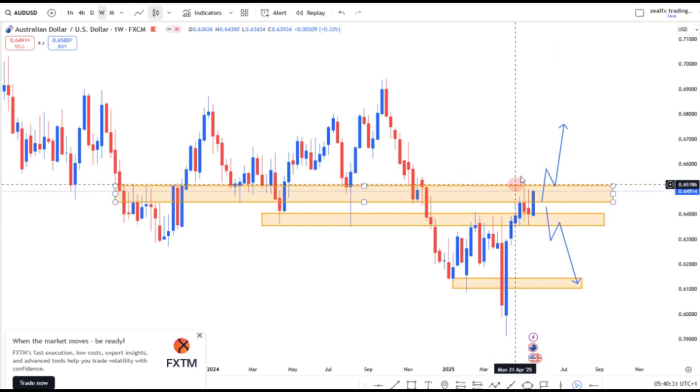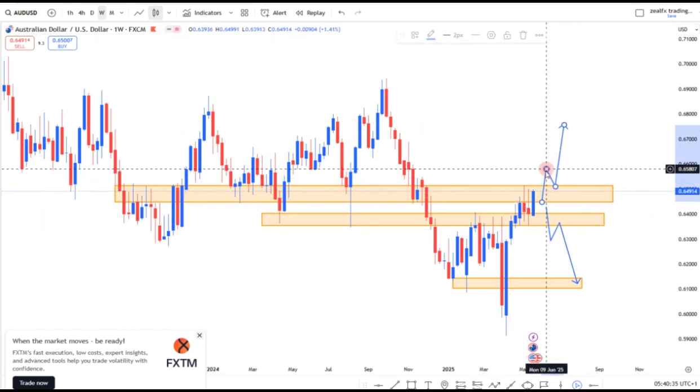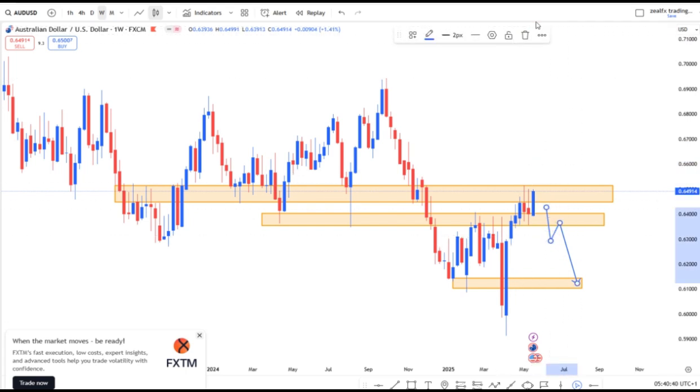So our scenario for Australia USD still remains neutral for now. We can't take any trade on Australia USD for now. So let's go back to our daily chart of the Australia USD to look at our potential area where we can sell from or buy from.